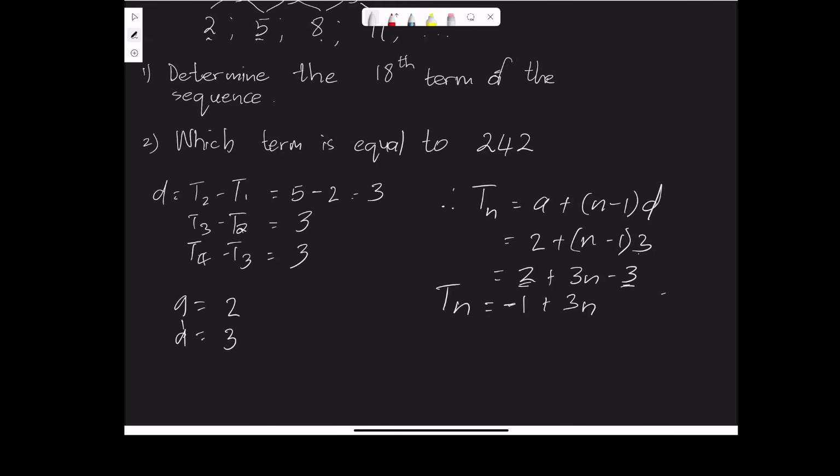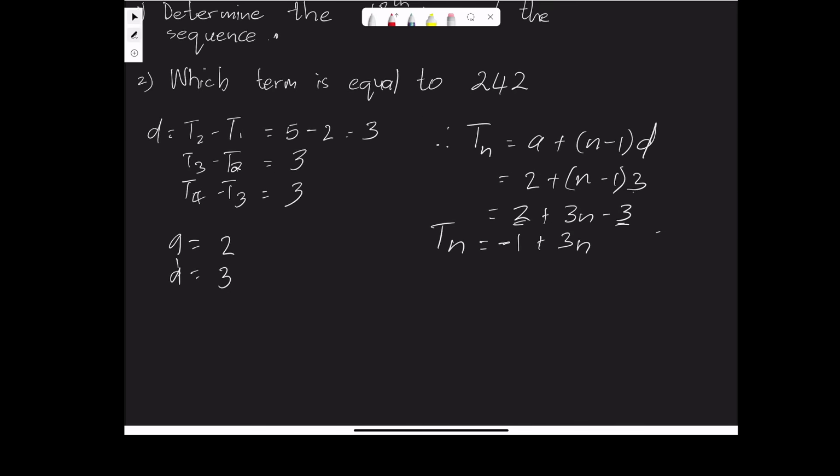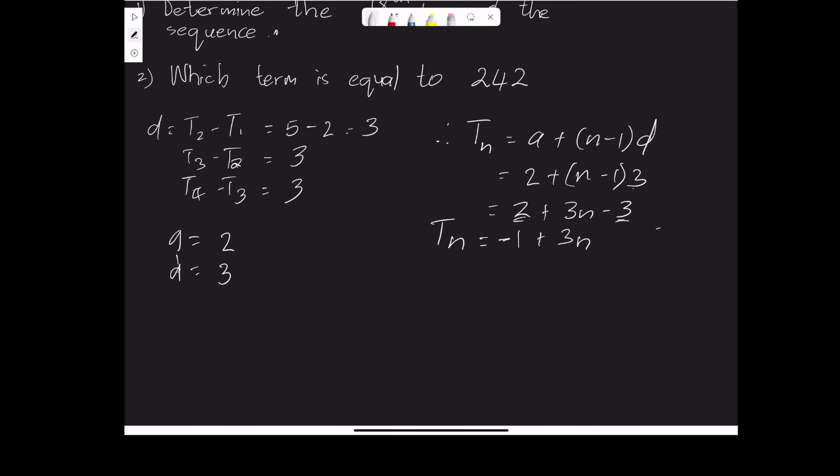Now let's answer the question. They say determine the 18th term. Okay, so the first question said determine the 18th term of this sequence. So let's do that. It means we're looking for T18. We already have the general formula. So this is going to be minus 1 plus 3 into our n value.